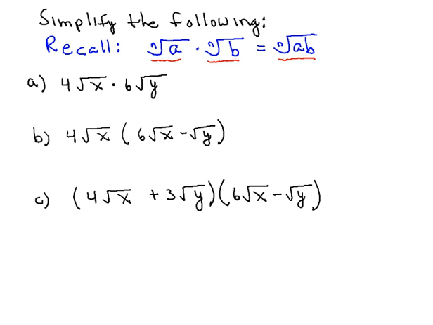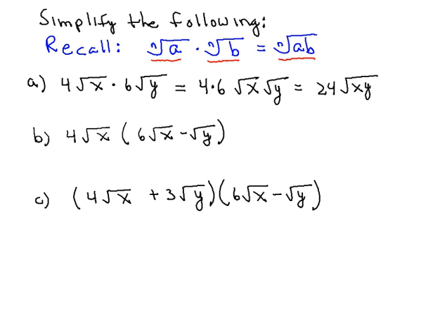So for our first example, we have 4 times the square root of x times 6 times the square root of y. Now you won't need to do this in the future, I think, but for this example I'm going to rewrite it so that we have 4 times 6, then times the square root of x times the square root of y. So the 4 times 6 will produce 24. And then using the product property we have the square root of xy. So the final answer is 24 times the square root of xy.